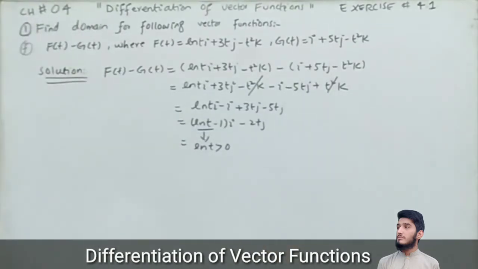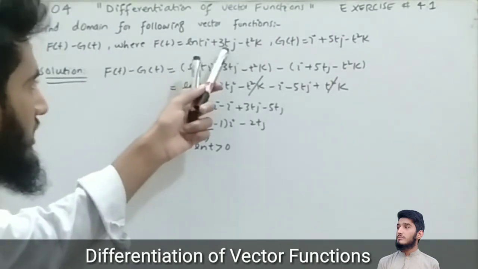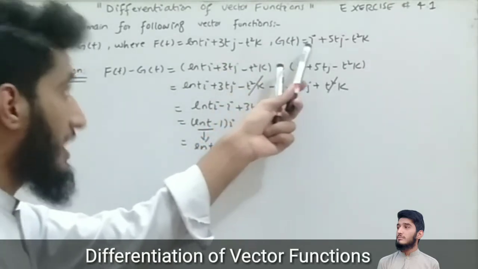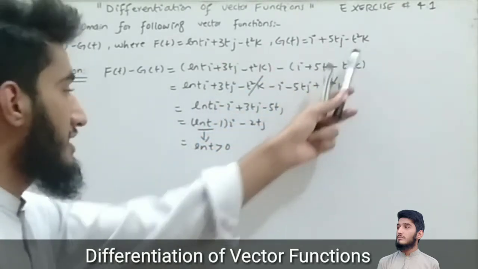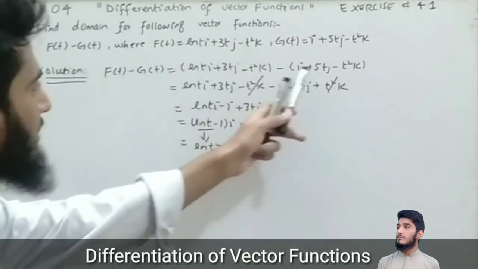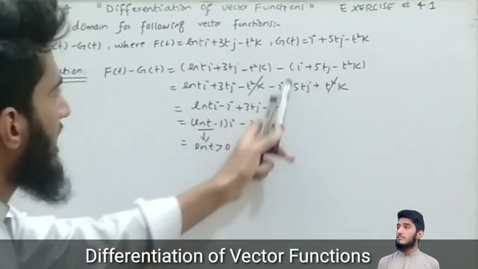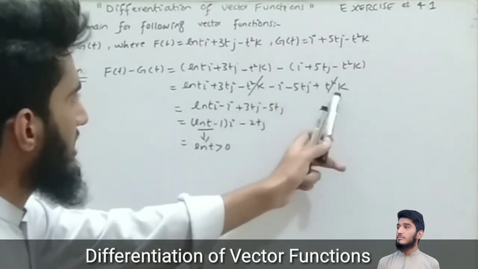Now move to the next part, f of t minus g of t, where f of t is equal to ln of t i plus 3tj minus t square k, and g of t is given as i plus 5tj minus t square k. First we are going to write f of t over here and minus of g of t. It becomes ln of t i plus 3tj minus t square k minus i minus 5tj, minus gives us plus t square k.